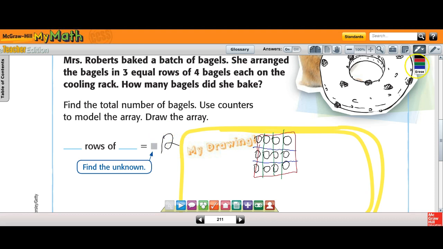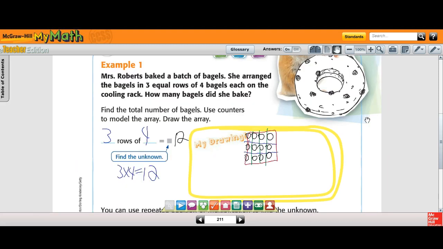So again, how many rows do we have to make first? 3. And how many in each row? 4. What would be my multiplication sentence? 3 times 4 equals 12. Anybody tell me if you remember the name of the answer for a multiplication problem? The product, yes. So 3 times 4 is 12. Here we used an array to solve the problem.